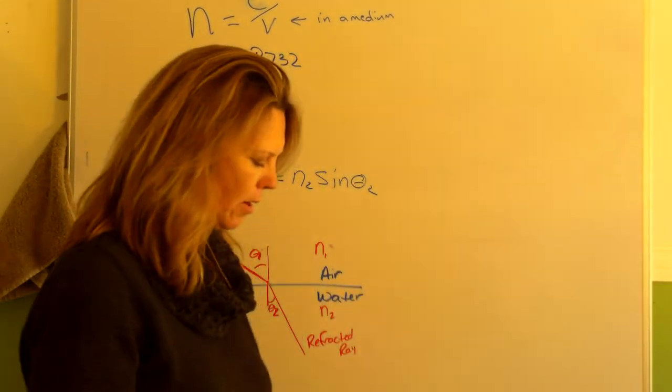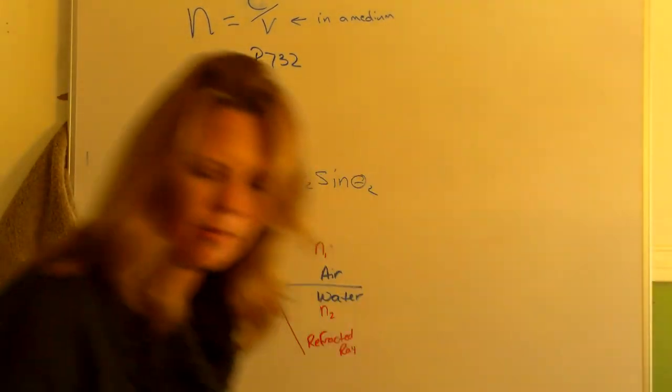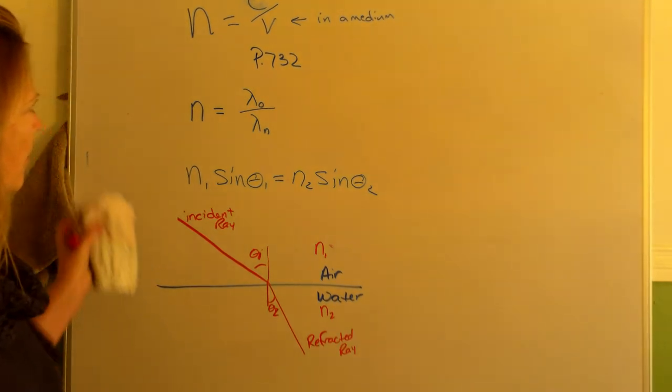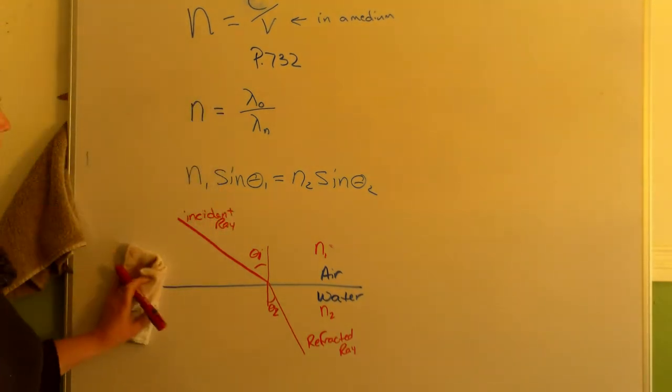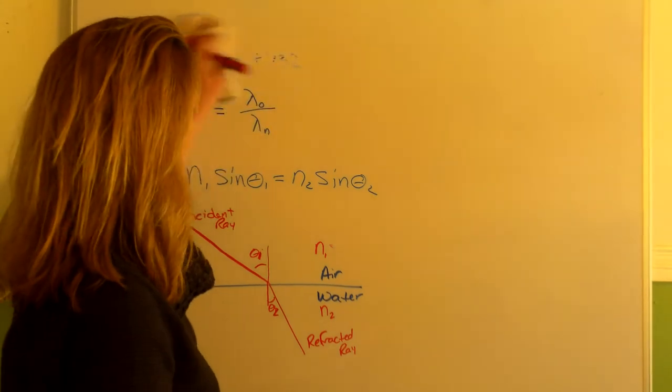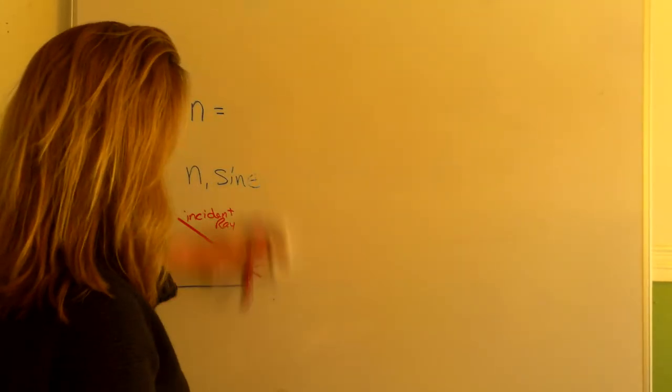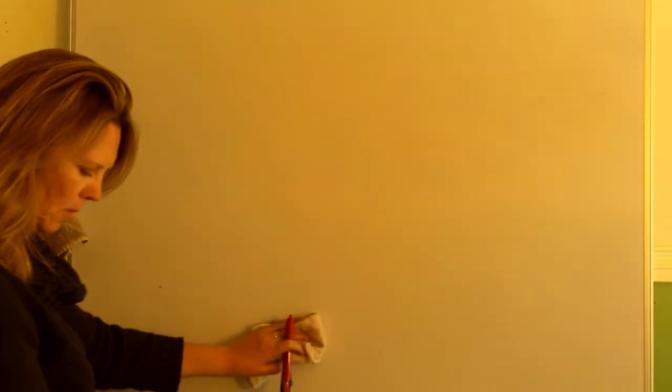So I'm going to do a couple of examples that I didn't have time to do in class, and they are going to be found on page 733. And they'll be using these equations, so I'm going to erase them. And we'll start with the first example there. Okay, so bottom of page 733, angle of refraction for glass.